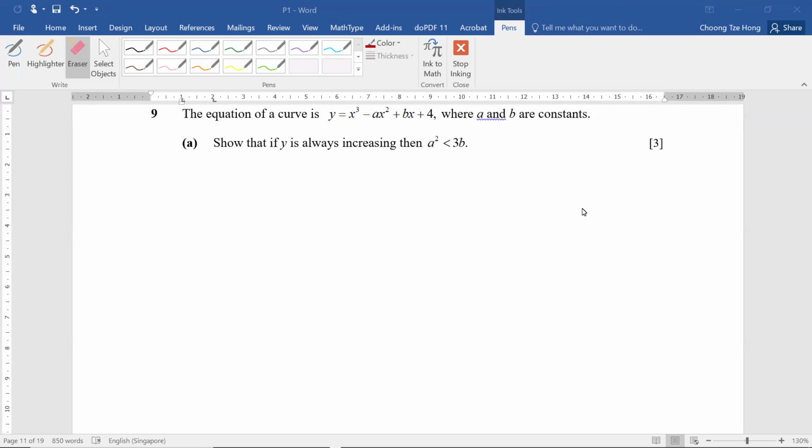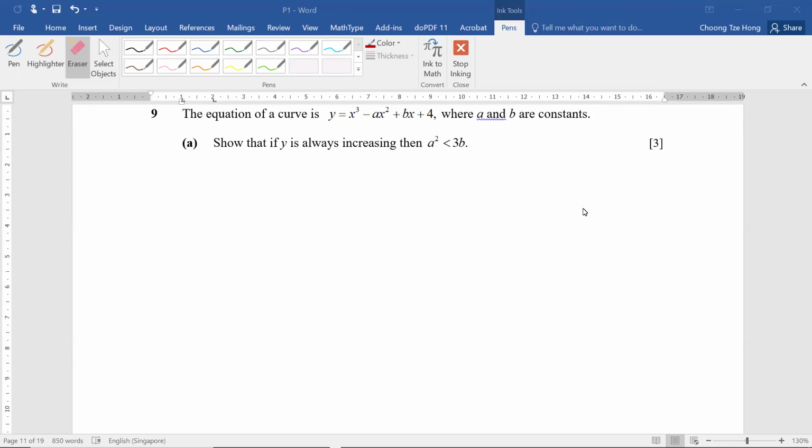So the equation of a curve is y equals x cubed minus ax squared plus bx plus 4, where a and b are constants. Show that if y is always increasing, then a squared is less than 3b.